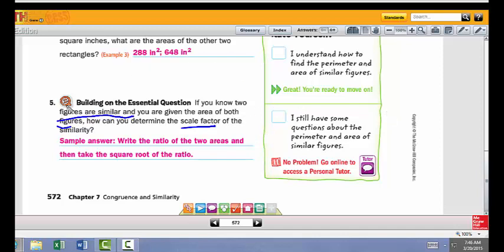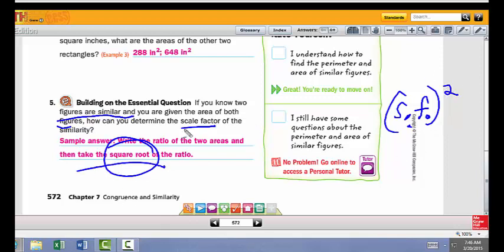So remember, what we would do if we were working forwards is we would multiply by the scale factor squared. Since we're working backward, we would write the ratio of the two areas and then take the square root of the ratio in order to get back to this number that was inside here that we squared. Remember, that's the purpose of understanding what square root is all about. Please do independent practice.